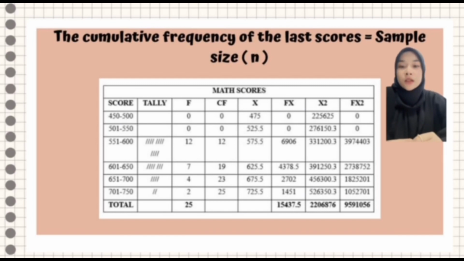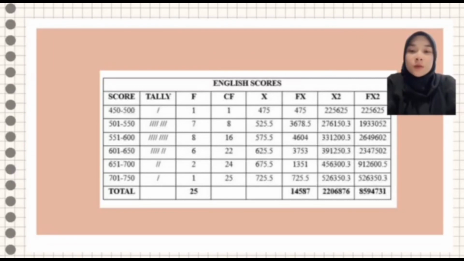The frequency for the next score is 4 and the cumulative frequency is 23. The frequency for the last score is 2, so the cumulative frequency is 25. The cumulative frequency at the last score equals the sample size, which is 25 students. Now we move to English score.